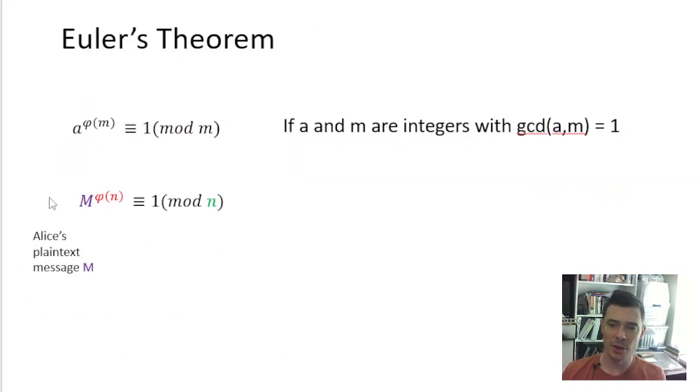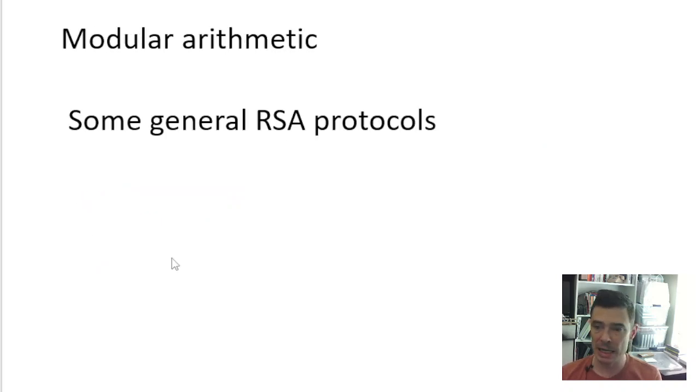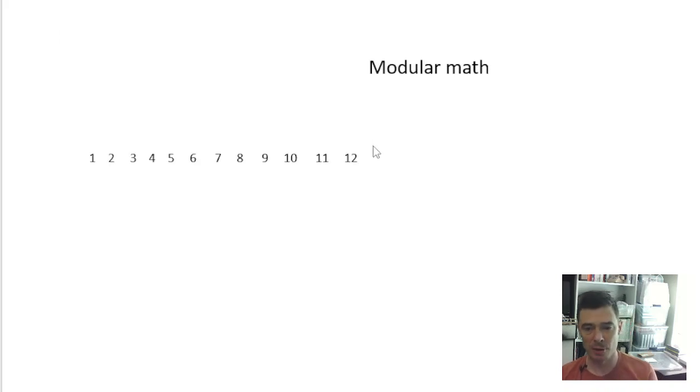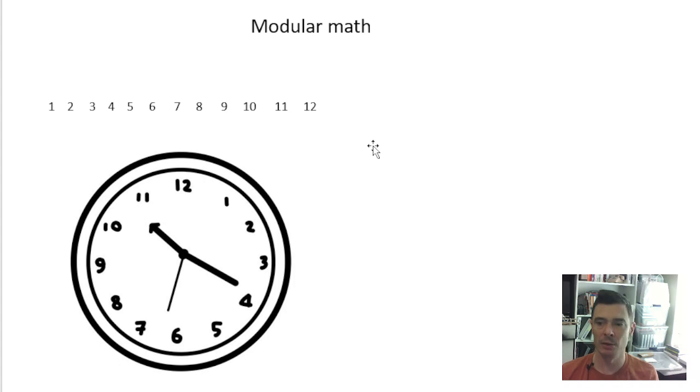And then there's another theorem, Euler's theorem, that relates our N, our phi of N, which is secret, and our message, which we're going to call M. But first we need to get into a little bit of the modular arithmetic. Modular math or arithmetic is really just a way to loop together sets of numbers and do calculations. It's nothing more than doing math, say, with a clock.